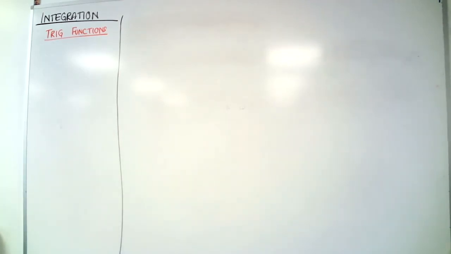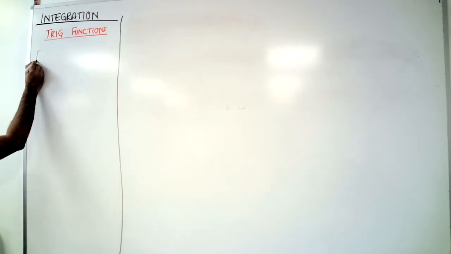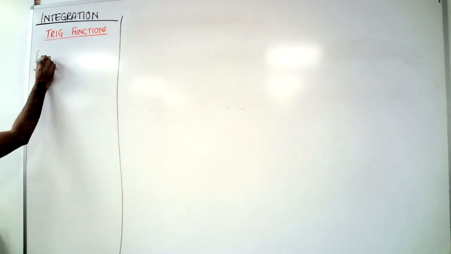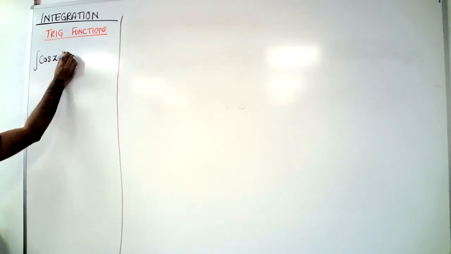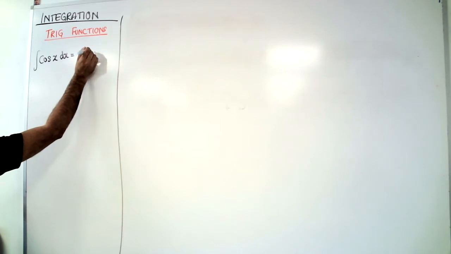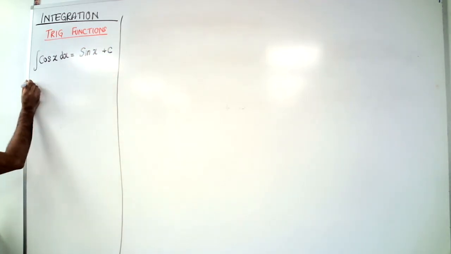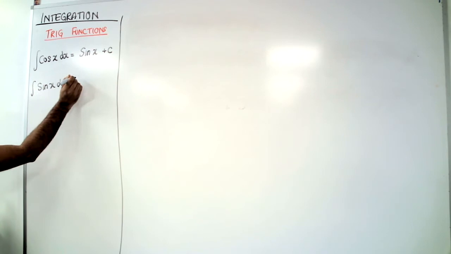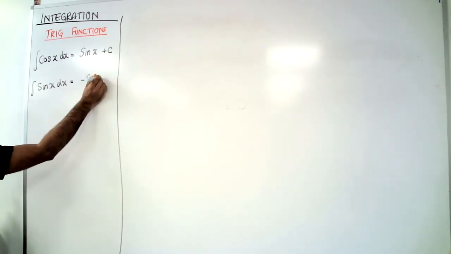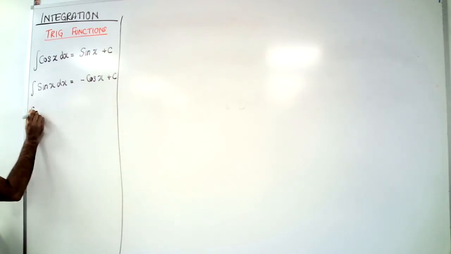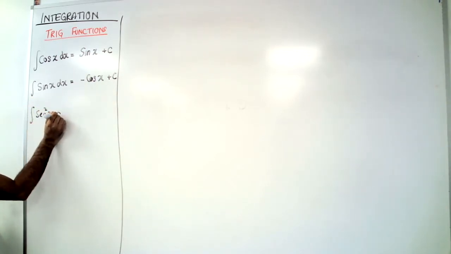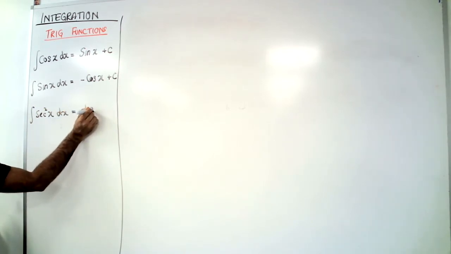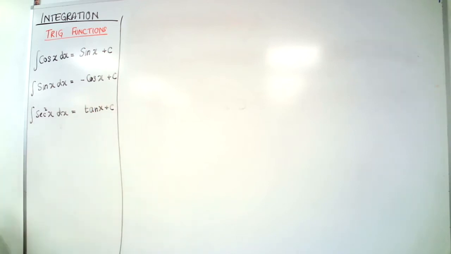Let's say I want to integrate. So first there are a few formulas we need to know. When I do the integration of cos x, it is actually sine x plus a c. So c is always there. Integration of sine x is a minus cos x plus a c. Integration of secant squared x is actually tan x plus a c. So these are things we need to actually know.